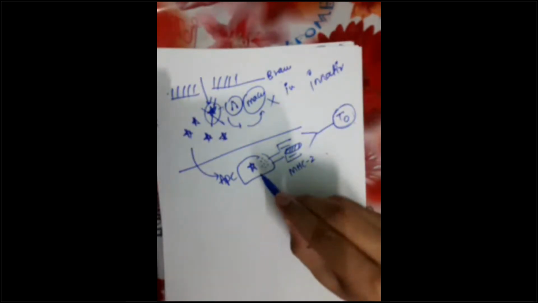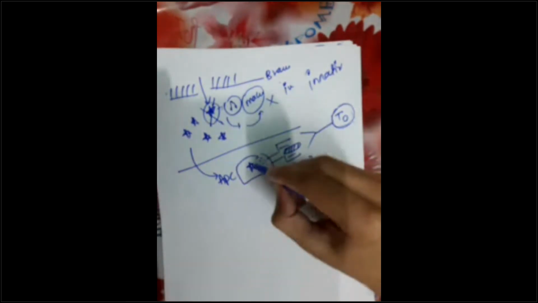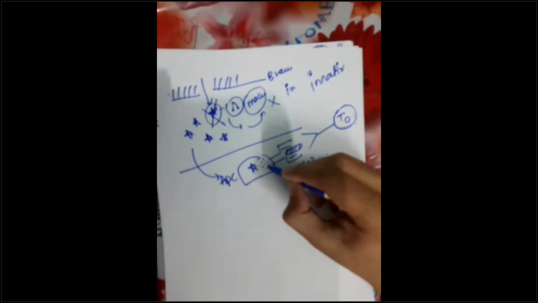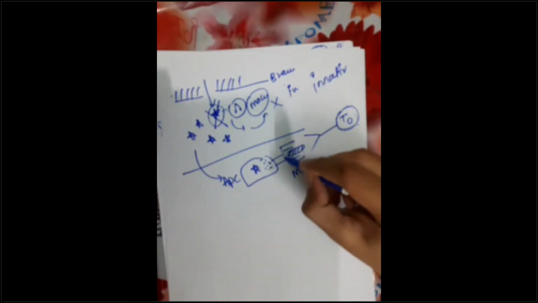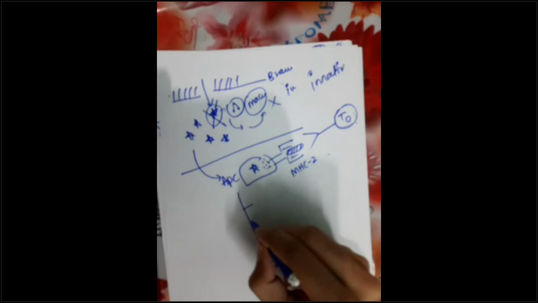So antigen presenting cells are the cells which will engulf the bacteria, process the bacteria, break down the bacteria into fragments, and present one fragment of the bacteria via MHC molecule to the T cell. I hope the definition of antigen presenting cell is clear. Now what are the different types of antigen presenting cell?